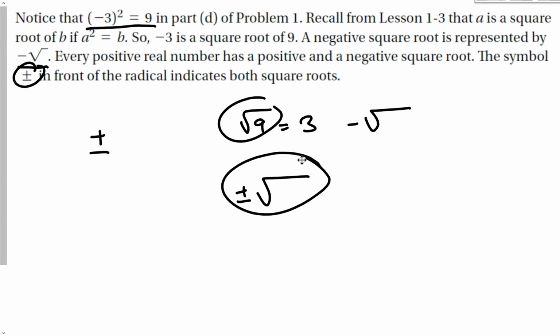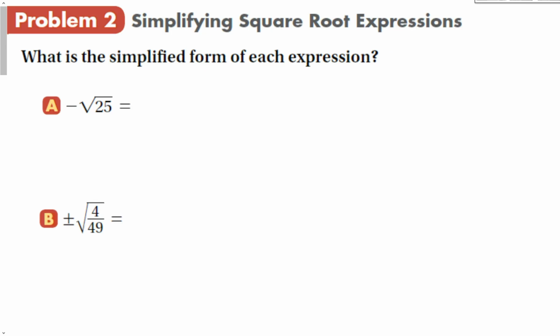Now, that changes a little bit when we try to solve equations with square roots, but we'll get to that way later. Okay? So, first one, negative square root of 25. That means we are going to take the square root of 25, which is 5, and make it negative. Okay? And this works because negative 5 times negative 5 is positive 25. Okay?